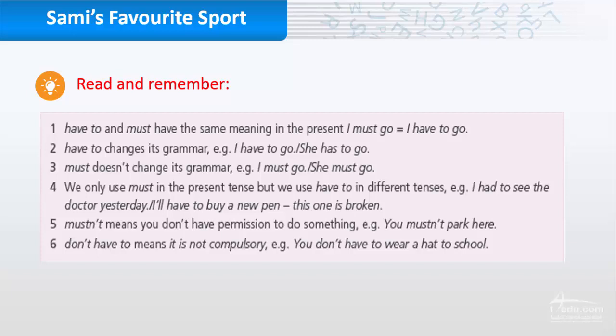Number 5, must not means you do not have permission to do something. For example, you must not park here. So you don't have the permission.